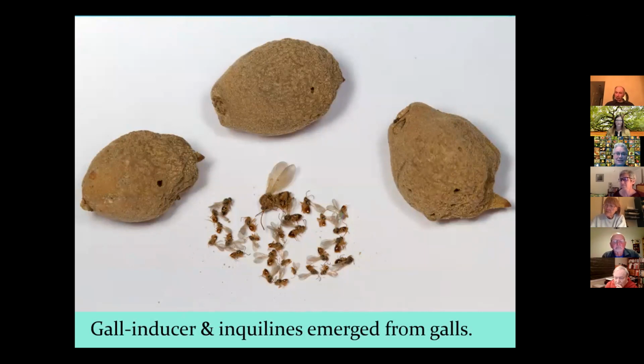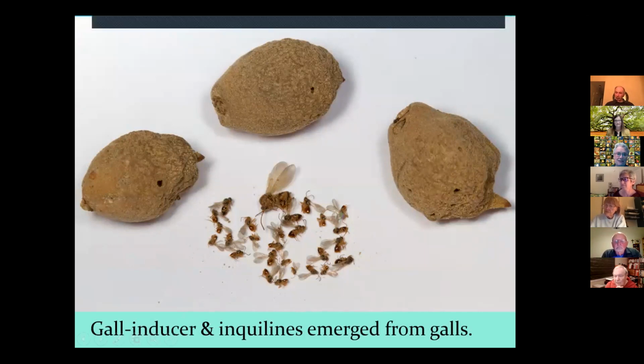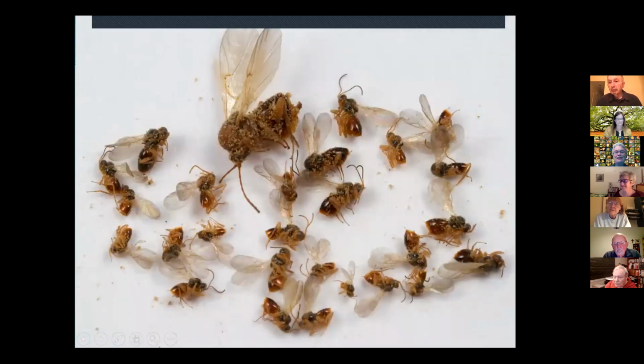You would see in the center here there was a gall inducer. And look at all of the inquiline larvae, or inquiline adults, sorry. These aren't larval at all, these are adults. And it looks like we have both sexes represented. Okay, so all of these emerged live. Nobody died, they all lived through it. And here's a close-up so you can actually get a good look.